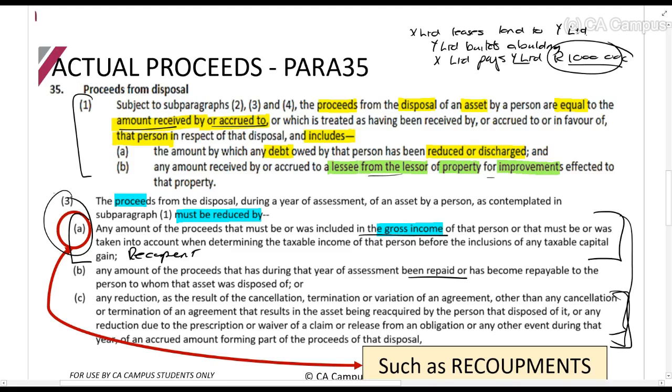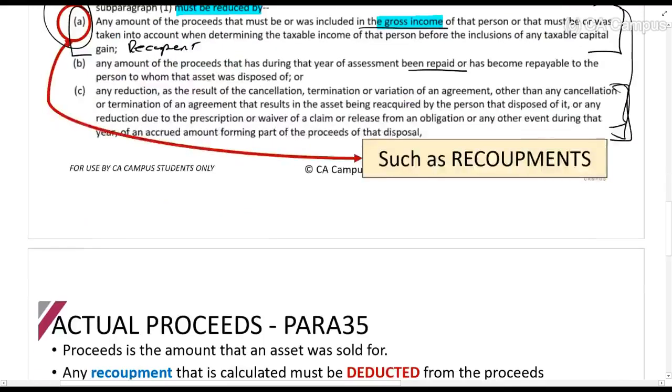I'm going to make a comment here. Note, we never deduct selling costs from proceeds. So let's say you sell an asset and you had to pay an agent 10% commission to help sell it. You don't deduct that from proceeds. It will get added to base cost.